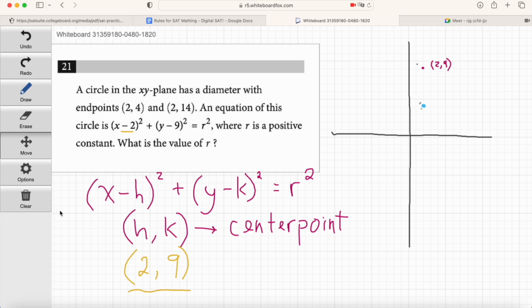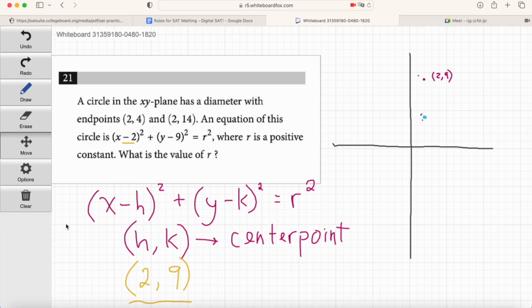There we go. Do you see it? Oh, there were the little dots. There's 2, 4, and then the other endpoint is 2, 14. Can you find that? Pretty good. Right there. Right up there. I'm just going to mark that in blue. Okay, good. So there's our diameter. So we could draw this circle right now, roughly. Yeah, it looks something like this.